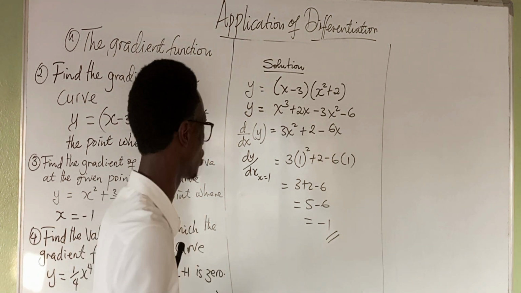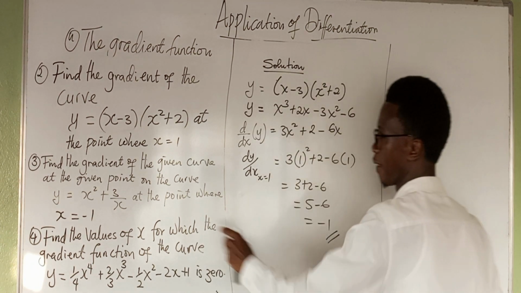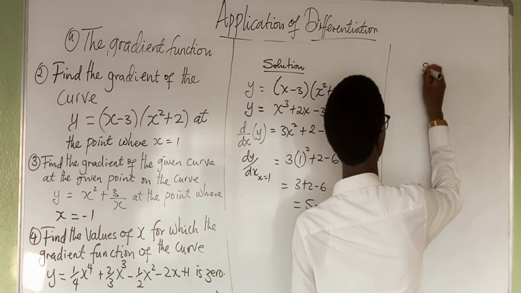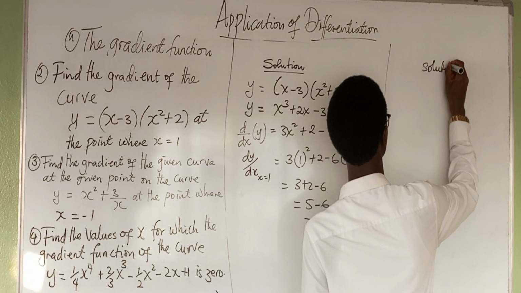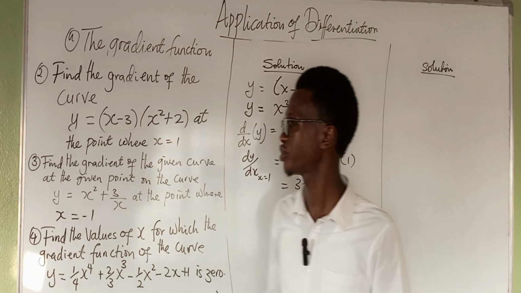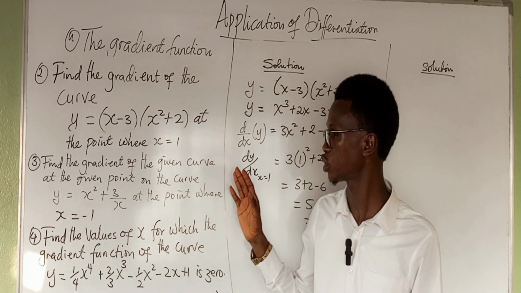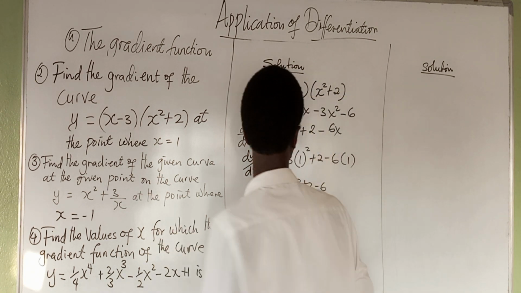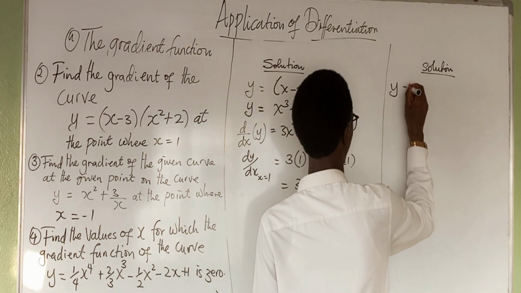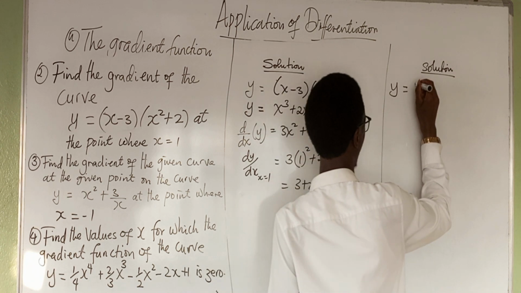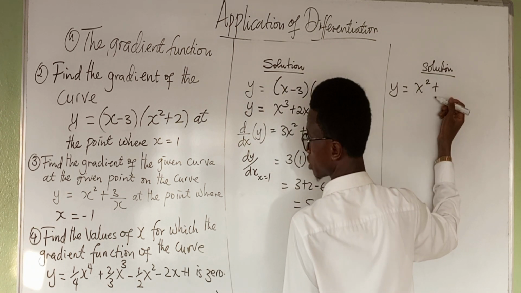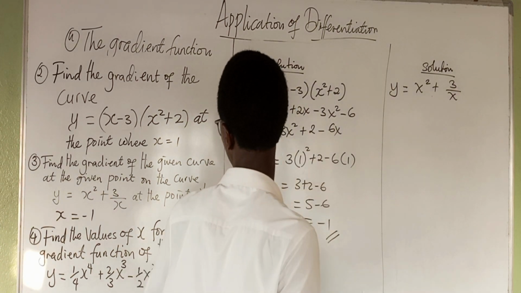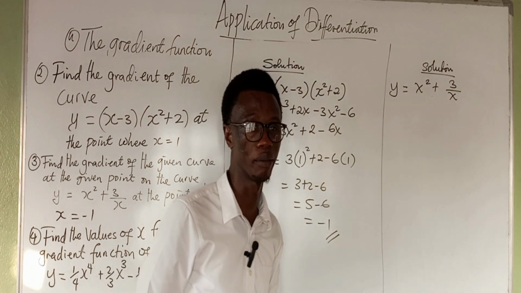Okay, so let's look at the next one. Example 3. So solution. So example 3 says as well, find the gradient of the given curve at the given point on the curve. And you are given the curve y equals to x squared plus 3 over x. Okay, at the point where x is equals to minus 1.